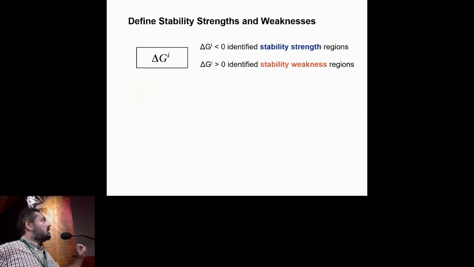So if this index is smaller than 0 in our convention, we call this residue stability strength. That means that this residue is happy to live in that conformation and contribute to stabilize the global fold, while if delta GE is bigger than 0, that means that that residue is not so happy to live in that conformation, and doesn't contribute positively to the stability of the global fold of the enzymes.